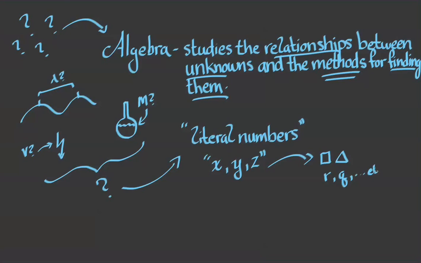In applications, the values of unknowns can vary depending on how they're defined. For this reason, literal numbers are often called variables. Variables represent unknowns whose value can change depending on how they're defined.